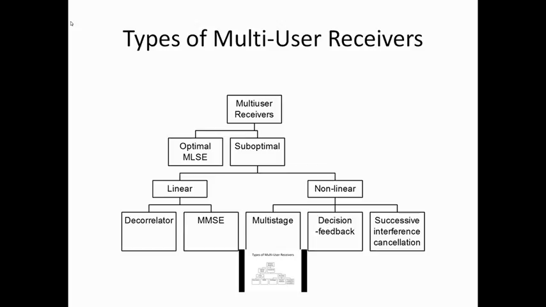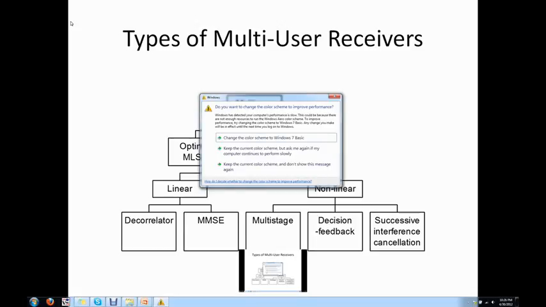Most of the different types of receivers are separated into one of two categories: linear, like decorrelator or MMSE, or nonlinear, like multi-stage decision feedback or successive interference cancellation. And MLSE also falls into the nonlinear category.